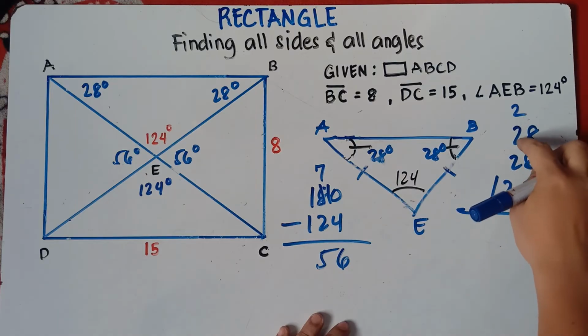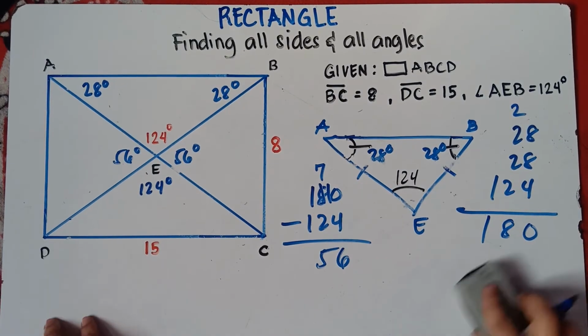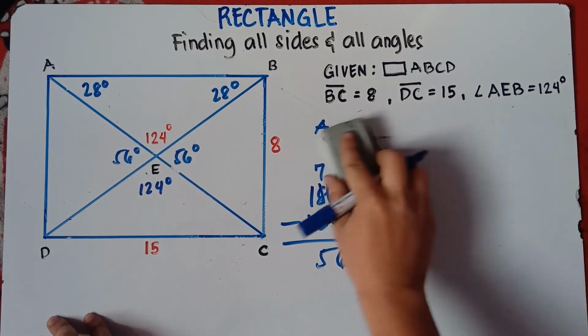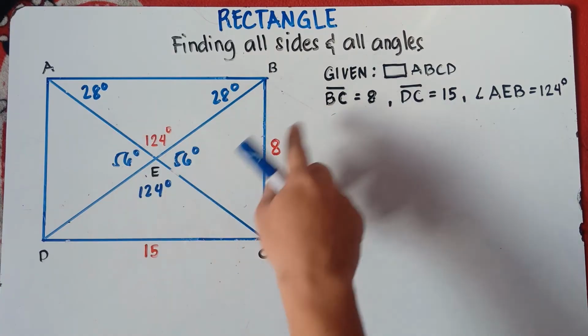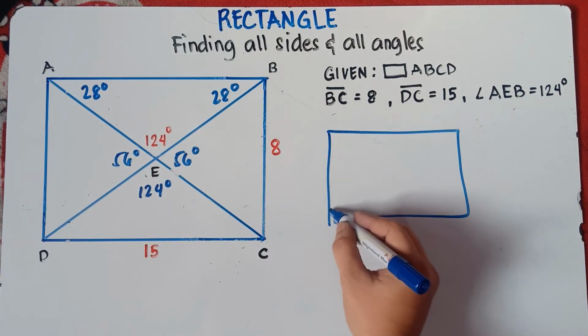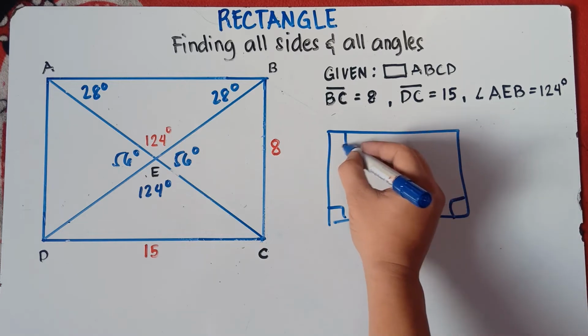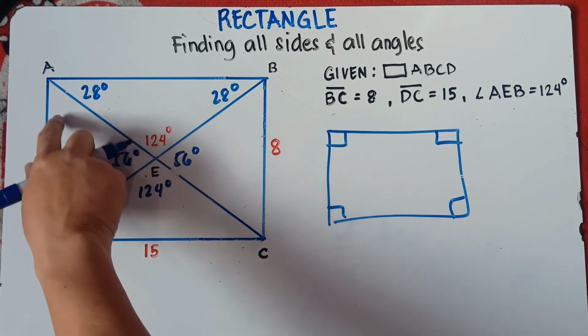0 carry 2, 2 plus 2 plus 2 plus 2, that is 8, 180 degrees. Alright, so almost done, class. Now you need to recall, class, that a rectangle has 4 right angles. Therefore, if this is 28, what would be this angle, class?